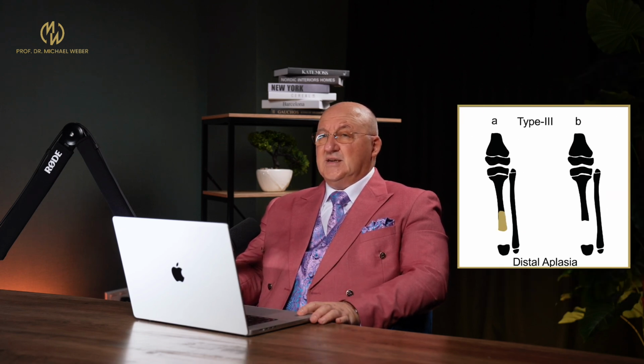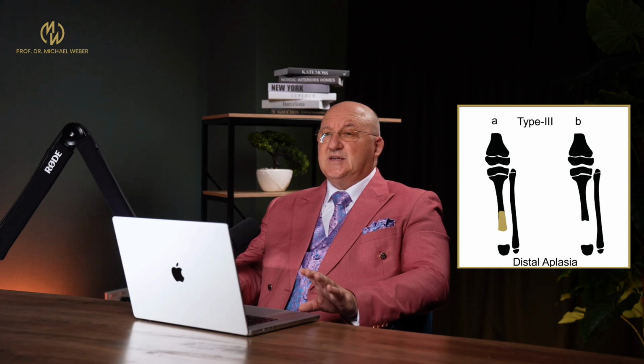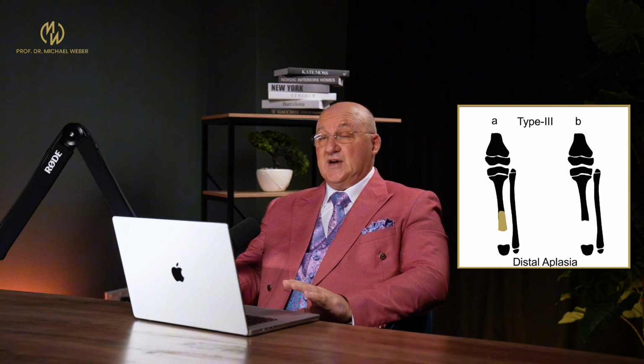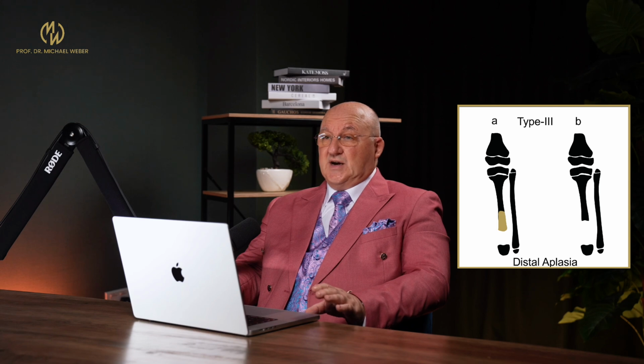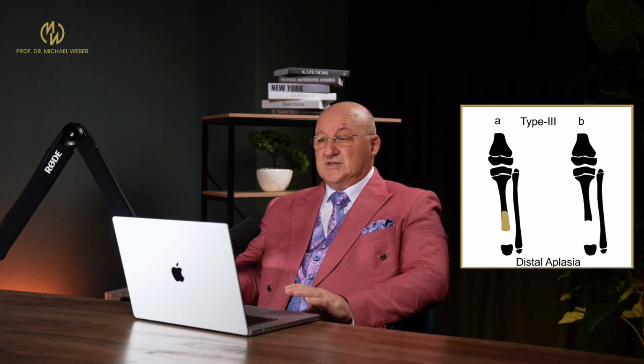Type 3 is a distal aplasia. Aplasia means a partial defect of the tibia, and we have it in different locations. Type 3 is a distal aplasia. That means the part of the tibia towards the foot is missing. And we have two types: type A with cartilaginous Anlage and type B without cartilaginous Anlage.